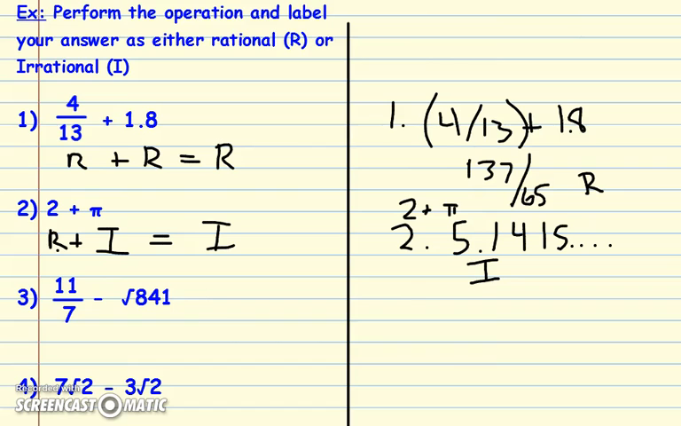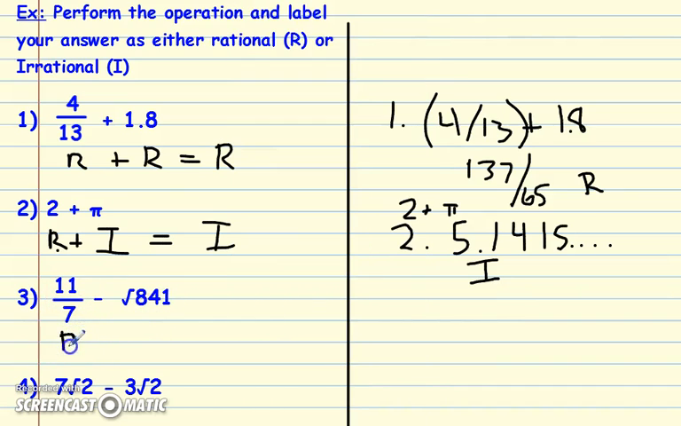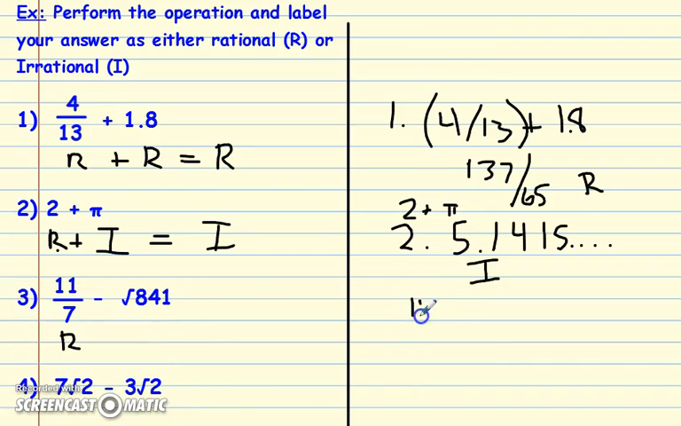All right. Now take a look at number 3. I've got 11/7 minus the square root of 841. Now, right off this, I know this is a rational number, but I don't know about the square root of 841. So I'm going to type this in my calculator. I'm going to do 11/7, and I'm going to minus the square root of 841.